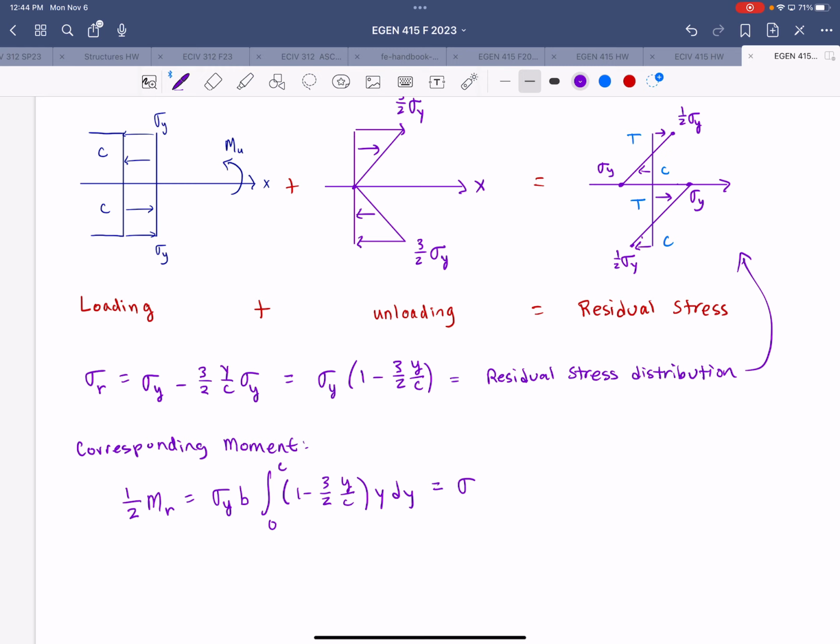So that evaluated gives us the yield stress times the width of the cross section. And then in brackets, we have variable y squared over 2 minus 3/2 times the variable y cubed over 3 times 1 over c. And that's evaluated from 0 to c. And when you do that, that's equal to 0. Who was expecting that?